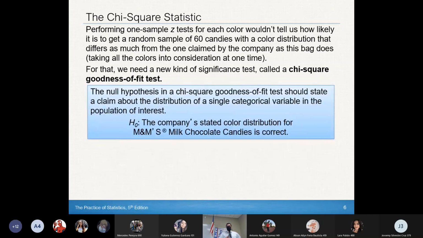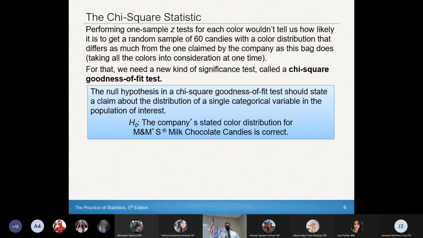The null hypothesis in a chi-square goodness of fit test should state a claim about the distribution of a single categorical variable in the population of interest. So in this case, we have the null hypothesis that the company's stated color distribution for M&Ms milk chocolate candies is correct. Notice that we don't have to use p equals or that type of thing. I can simply write a sentence saying we believe that what they claimed is correct. And that's sufficient.